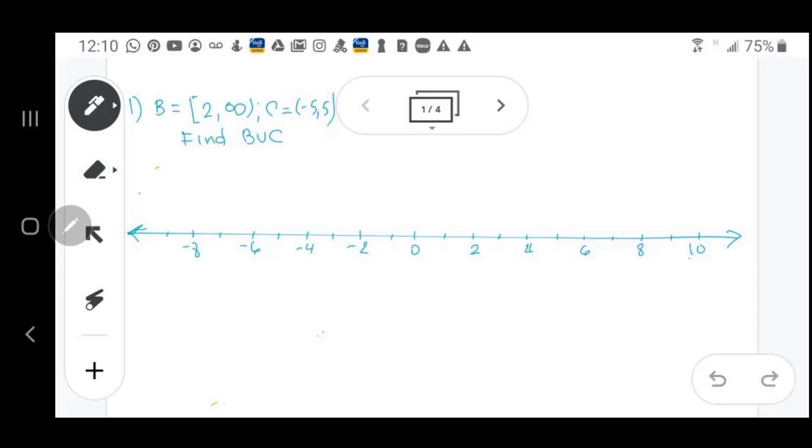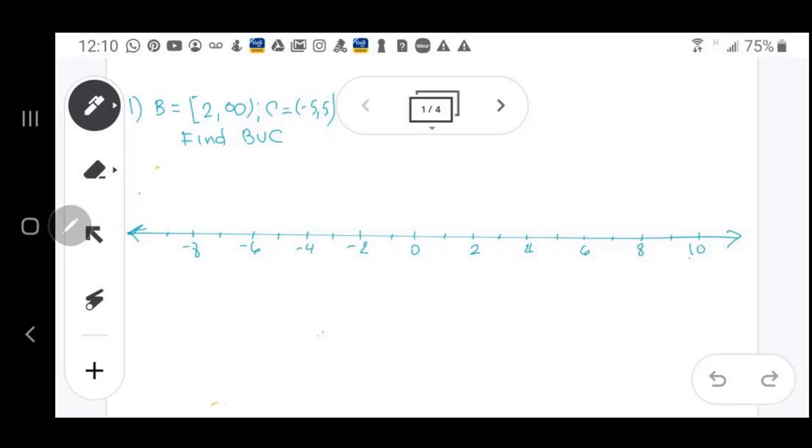Okay, guys, we're going to explain the exercises on the math practice of last Friday or last Thursday, and we're going to see one by one the exercises included in that practice. We're going to begin with number one. We're going to find the union of B and C.